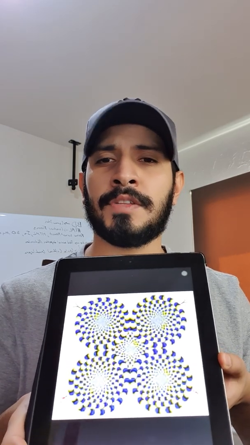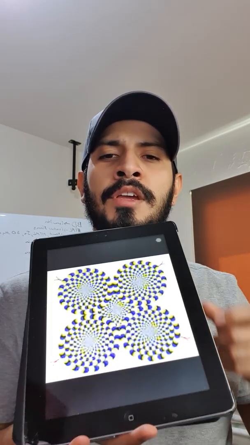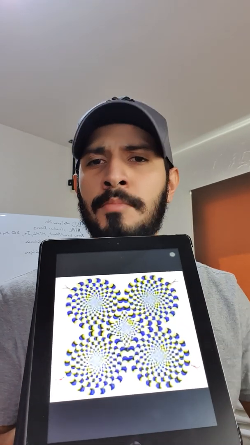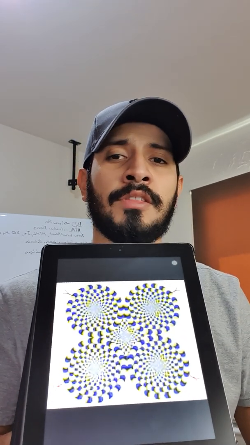This is actually a very interesting illusion that is related to motion and to colors. It is called the peripheral drift illusion. If we look at the circles, we will see that they are moving, but they actually are not moving, so they have no motion.